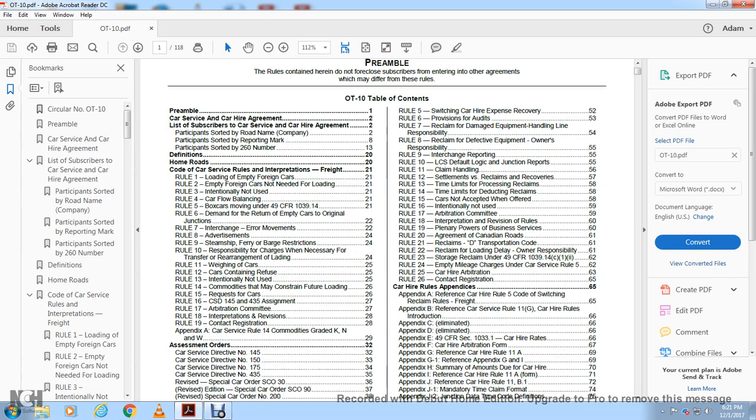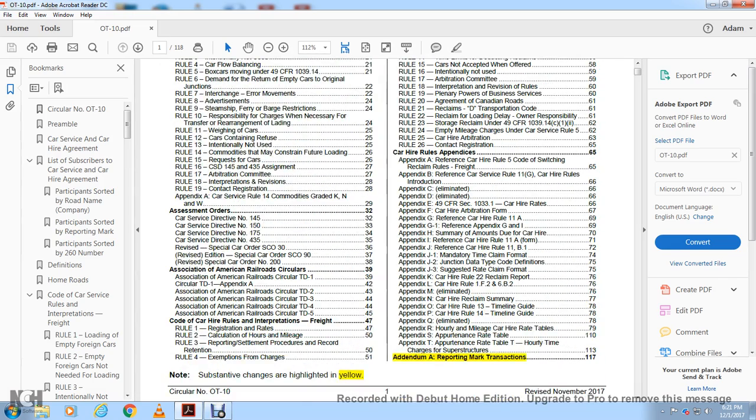Rule 26, contract registration. Car hire rules appendixes. Appendix A, reference car hire rule 5, code of switching reclaim rules, freight. Appendix B, reference car service rule 11G, car hire rule introduction. C and D eliminated. E, Title 49 CFR section 1033.1, car hire rules. Appendix F, car hire arbitration form. Appendix G, reference car hire rule 11A. Appendix G1, reference Appendix G1 and I. Appendix H, summary of amounts due for car hire.